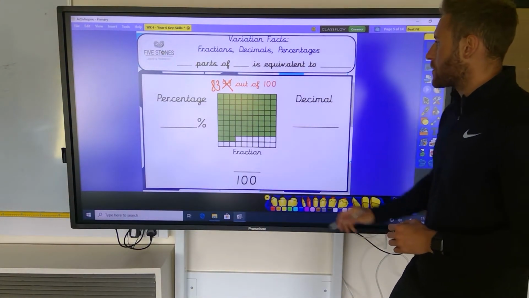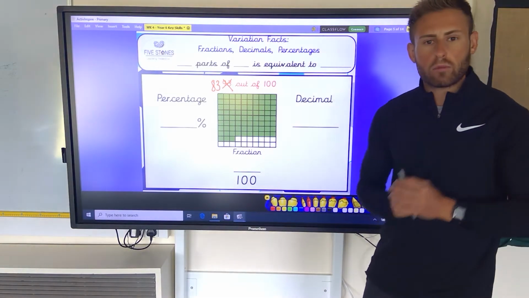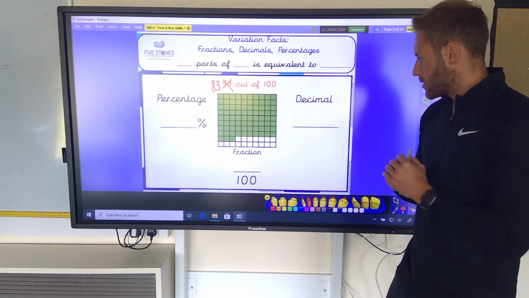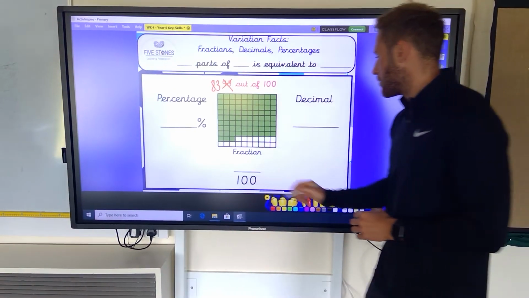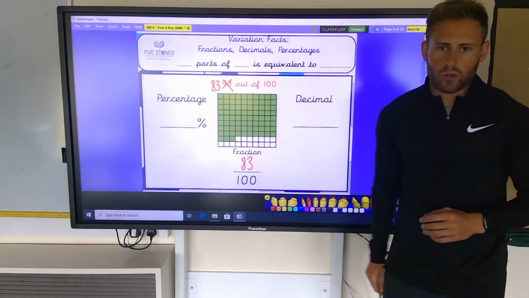So we'll start off with 83 out of 100. I'm going to go work with fractions because I've worked with fractions for longer. So out of 100, I know that I've got 83 out of 100, and that's how it can be shown as a fraction.